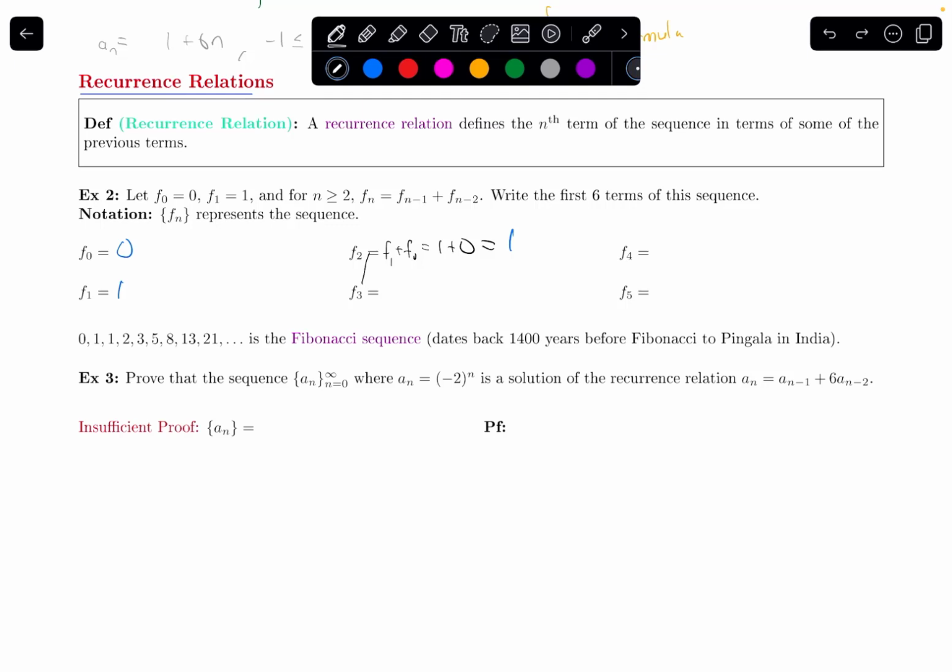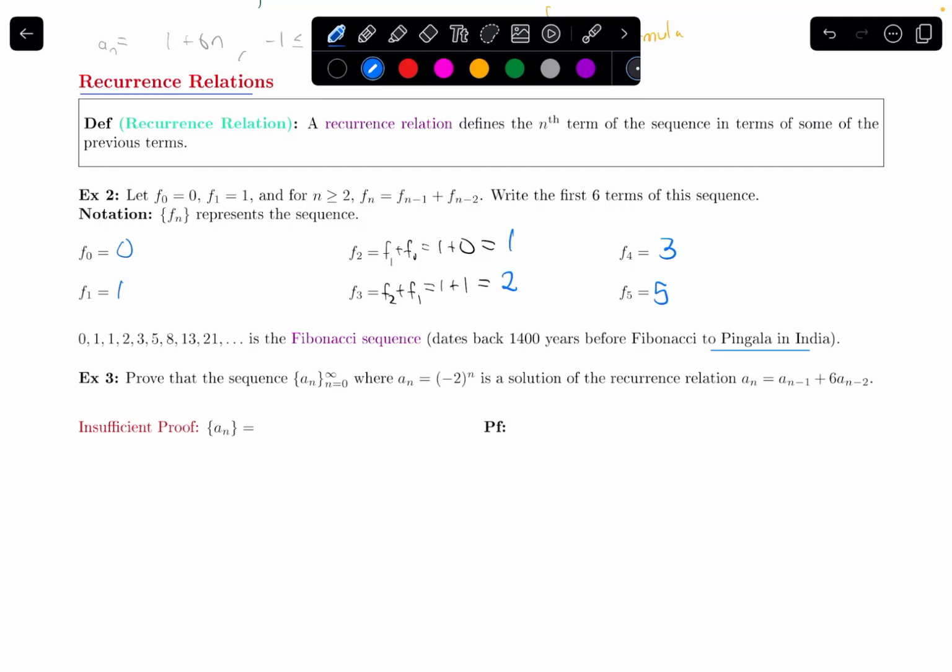If I plug 3 in for the n in this formula, I get f(2) plus f(1), which is 1 plus 1, and that's 2. Okay, for the next two terms, let's do it a bit more quickly. If I add the two previous terms, 2 and 1, I get 3. And then if I add the 2 and the 3 together, I get 5. If I keep going like this, 3 plus 5 is 8, then 5 plus 8 is 13, 8 plus 13 is 21, and we get the famous Fibonacci sequence. A fun fact: it actually dates back 1400 years before Fibonacci to Pingala in India.